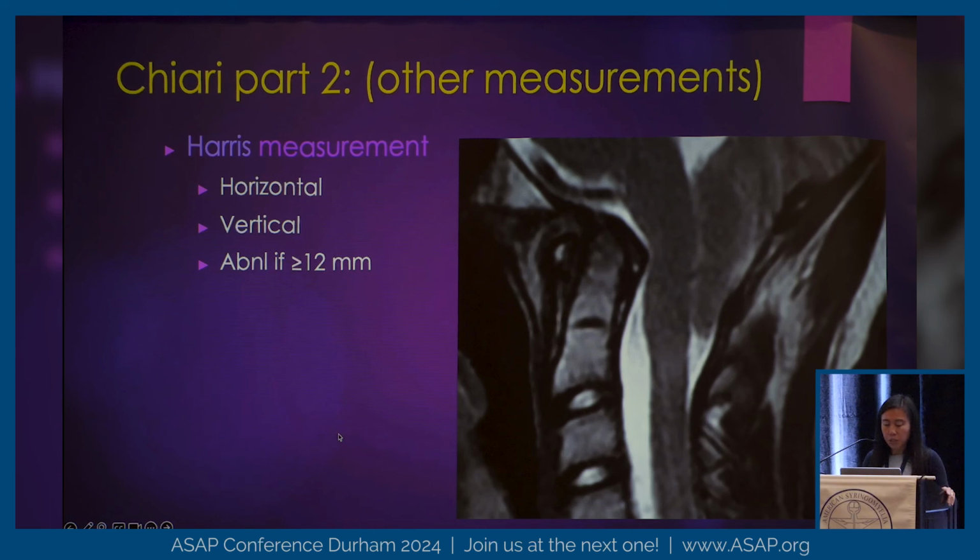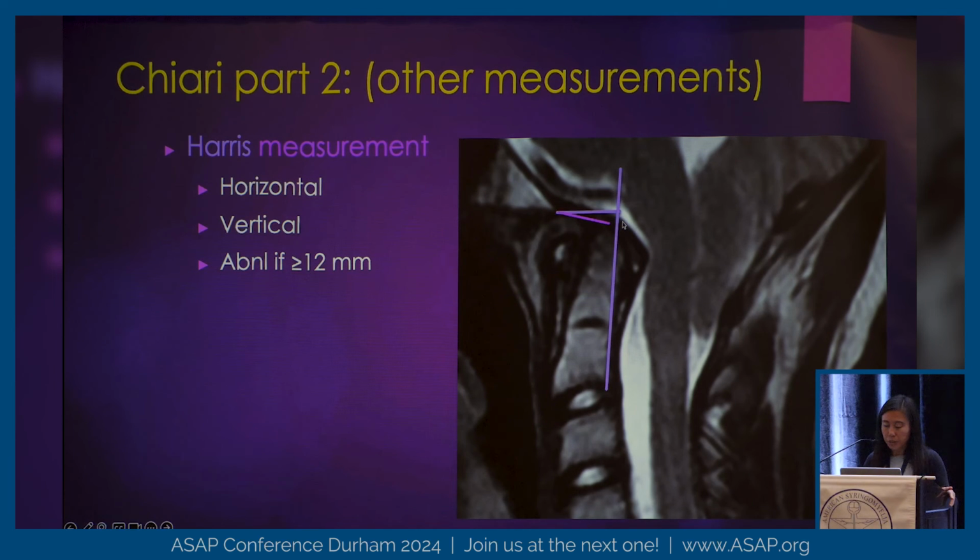The last measurement is called the Harris measurement. There's two components, a horizontal and a vertical. The horizontal is also called the basion axis interval. The horizontal measurement is made by looking at the posterior axial line. Again, the axis is C2, so you draw a line vertical to the back of it, or parallel to the back of it, rather, and then you measure the distance between the basion and that line, and that is your BAI, or your horizontal Harris.